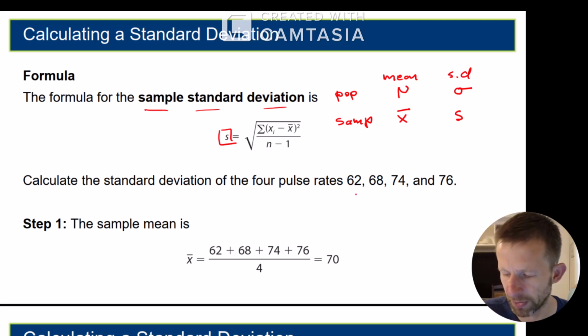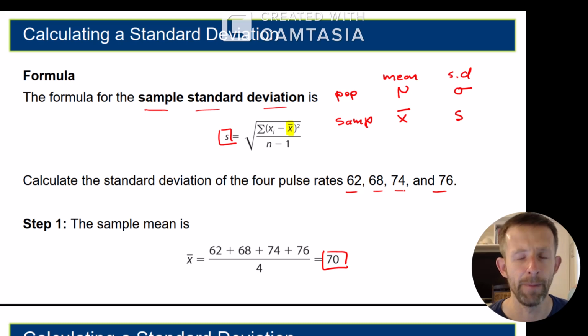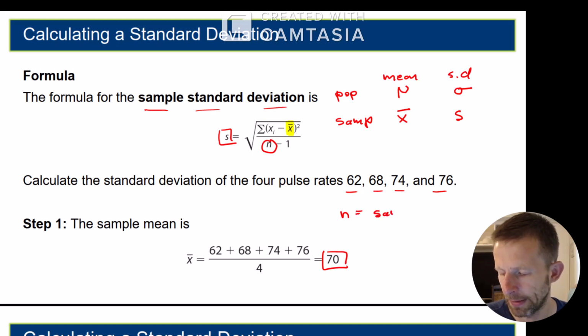And we're going to look at four pulse rates: 62, 68, 74, and 76. So for this formula, the first thing I want to do is find the mean. I add the four data points, 62, 68, 74, and 76, divided by 4, and I get 70. By the way, n, the thing you're going to see over here, is sample size. So sample size in this case is 4.